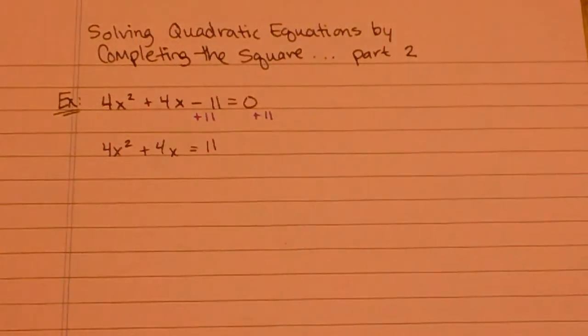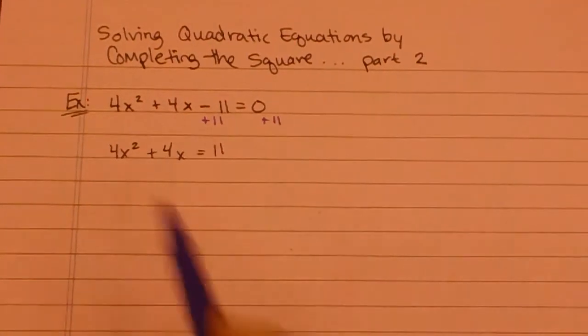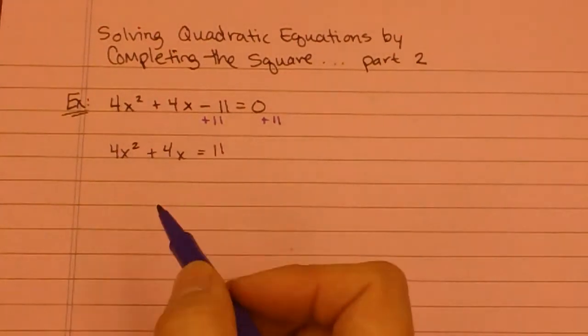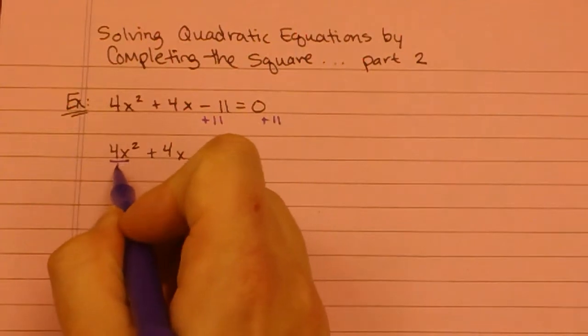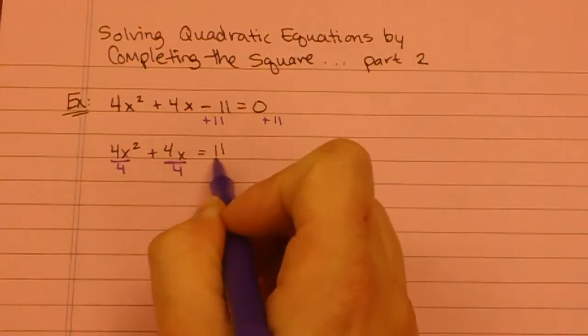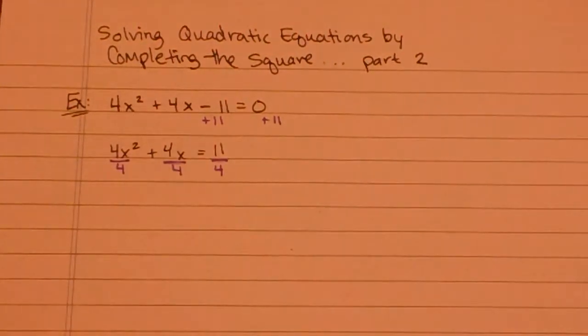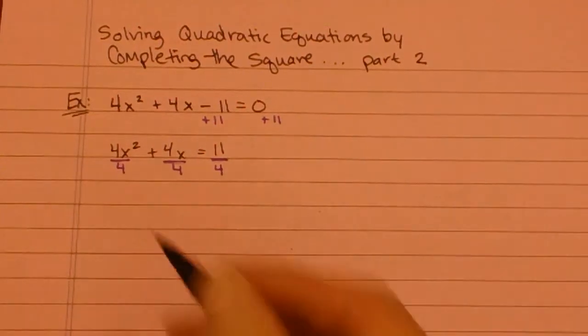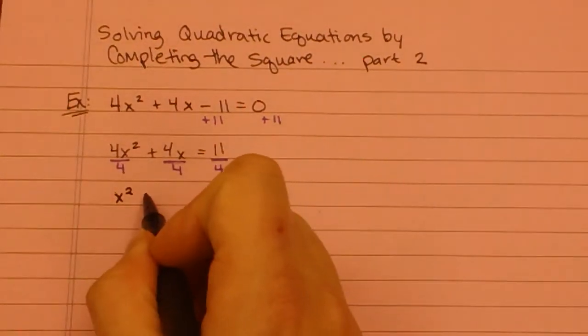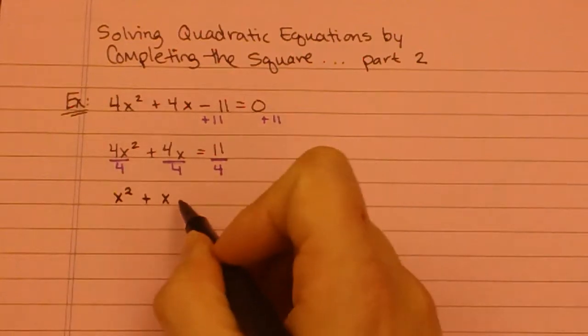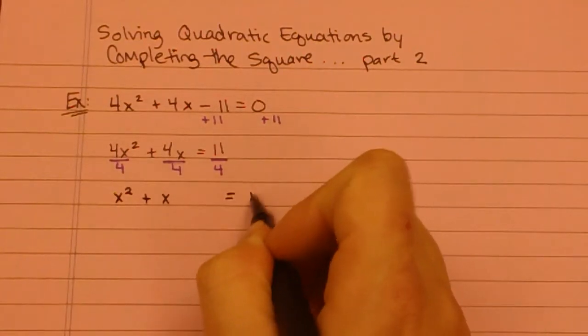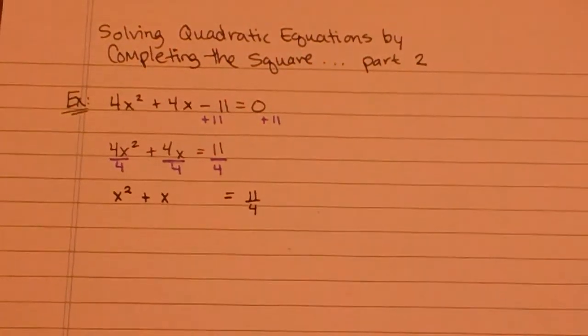And we check to see if a is 1. A is the leading coefficient and it is 4. So we're going to need to divide each term by 4. That leaves us with x squared plus x, I'm going to leave a space, and that equals 11 over 4.